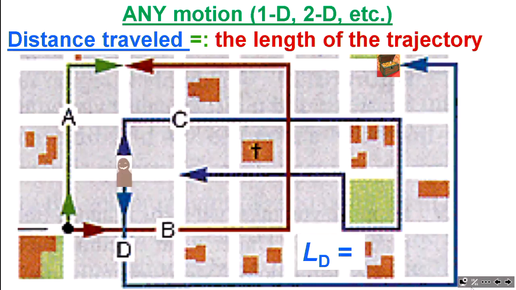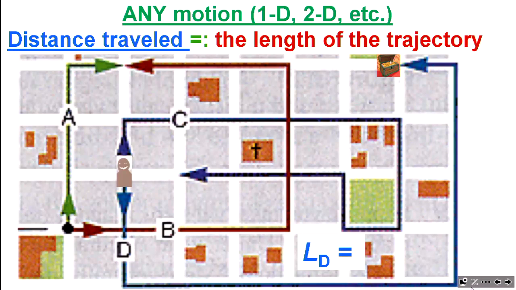Now we need to introduce more physical quantities useful for describing, in general, any type of motion, specifically one-dimensional, two-dimensional type of motion. First term, distance. An official definition of distance is the length of the trajectory. That's what it is.